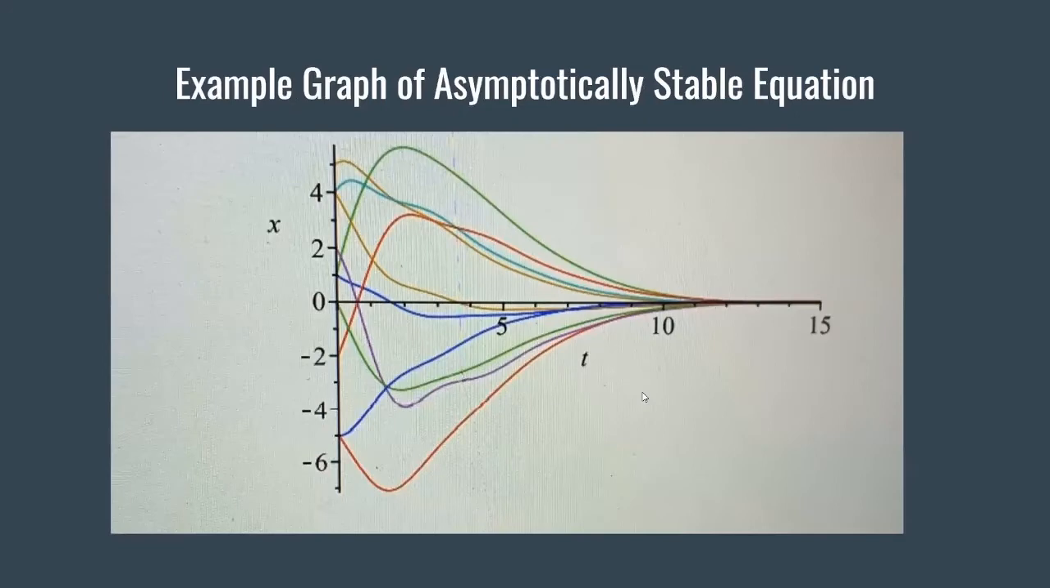So basically what you're going to be seeing is a graph of the solutions of an equation, and you see all these different lines, all these different solutions. They all start from different places with different initial conditions, and they all are bounded and eventually approach zero. X equals 0.